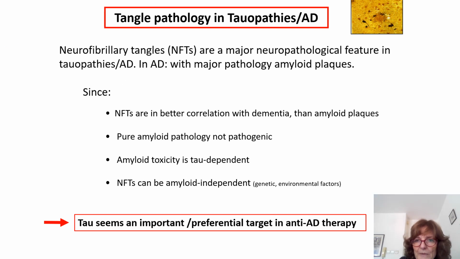Tangles are a major neuropathological feature in tauopathies and Alzheimer's, and in Alzheimer's it comes together with amyloid, another major pathology. It seems that since tangles correlate better with clinical dementia than amyloid plaques, and since isolated amyloid pathology is actually not pathogenic, and amyloid toxicity is tau dependent, and also since tangles can be regulated amyloid-independently, like by genetic and environmental factors, therefore tau can be an important and preferential target in anti-Alzheimer therapy.